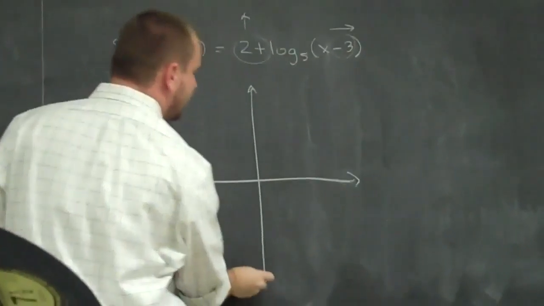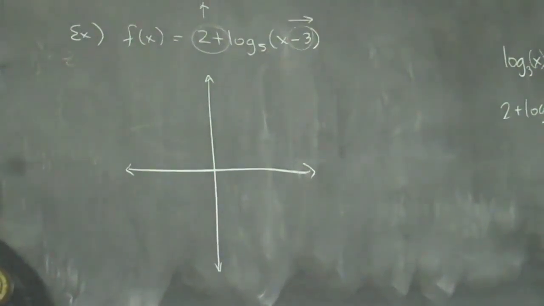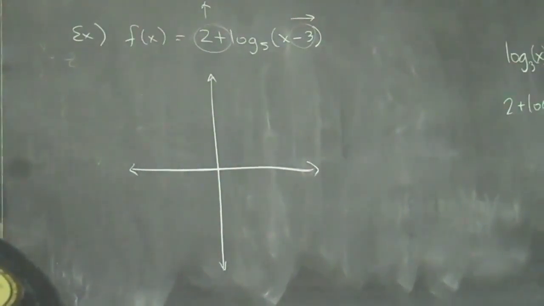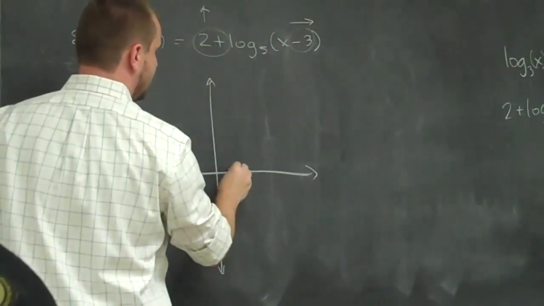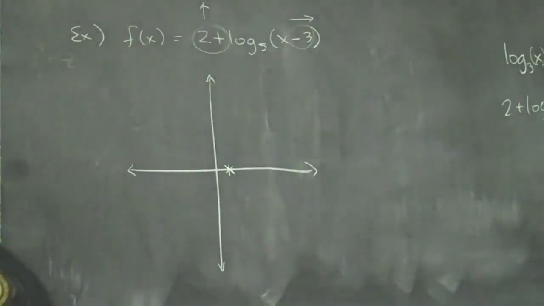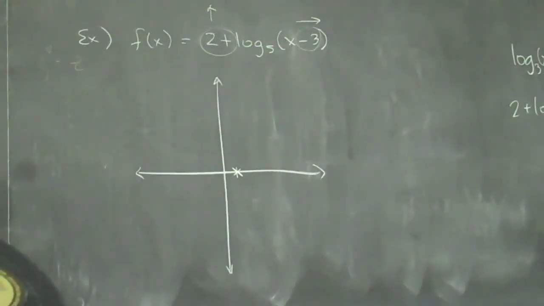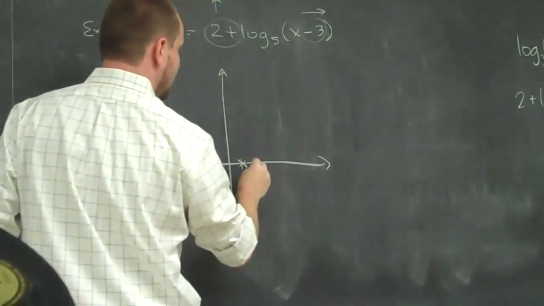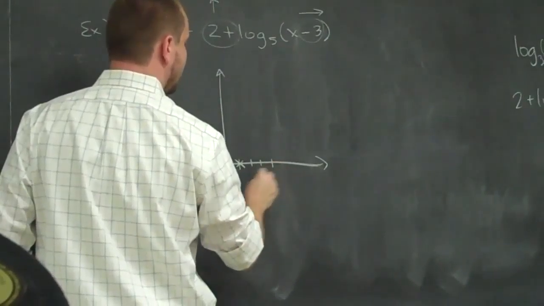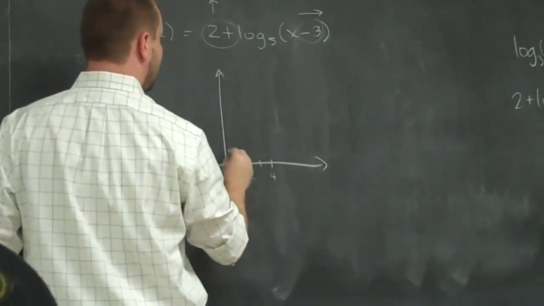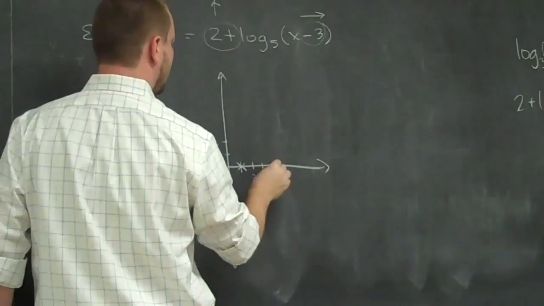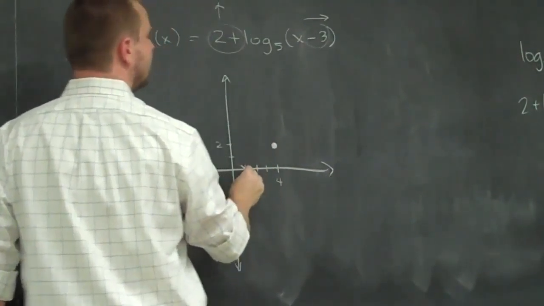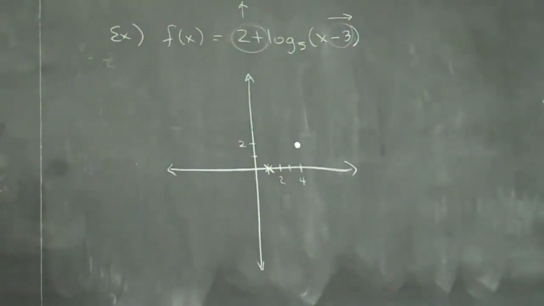Okay, like we did with the exponential function, let's start by plotting the points before we shift them 3 and 2. Okay, so the first point I almost always plot is the (1, 0) point. And I want to move that right 3: 1, 2, 3. But I also want to move it up 2. So the (1, 0) point moves to (4, 2).